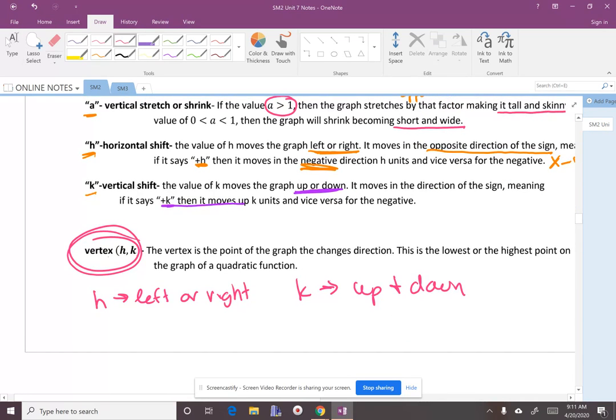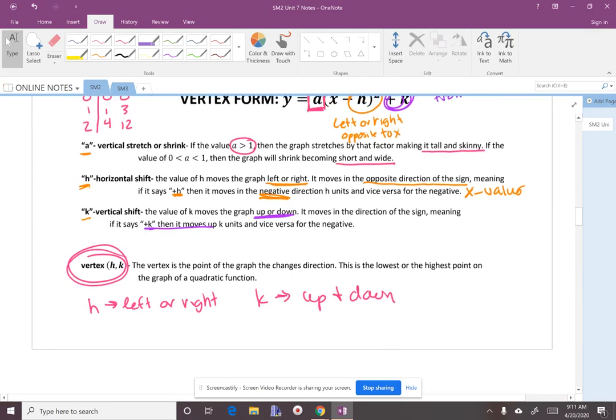And we can get what it is by moving left however many spaces. That's how we get h. And then k up and down. And remember, h is the opposite of the sign on the inside here. So this whole assignment is basically just graphing from vertex form and using transformations to do so.